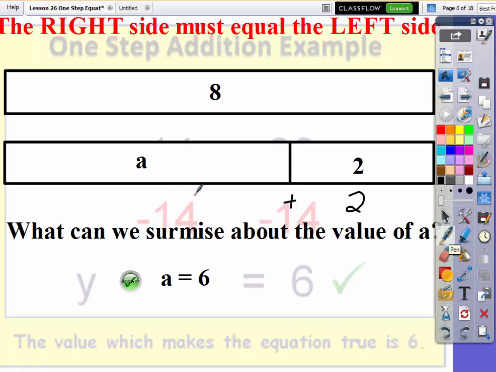Let's look at this. What if I thought 2 plus 2, so a equals 2? I know 2 plus 2 equals 4. 4 doesn't equal 8. What if I pick a different number for a? I'm going to say I thought a for some reason was 5. 5 plus 2, well, that equals 7. Does 7 equal 8? It doesn't. So I see here that there's only one value for a, and that's 2 plus 6. So a has to be 6.